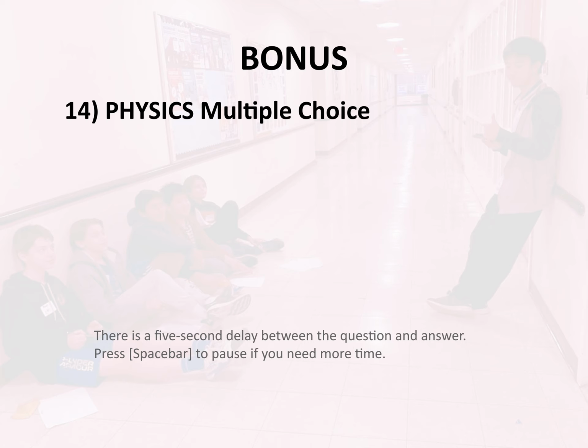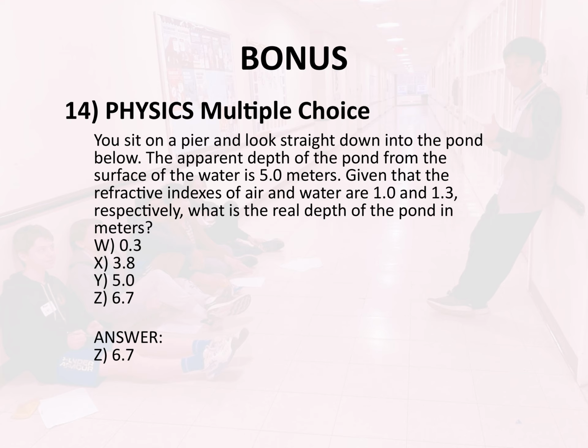Bonus 14. Physics. Multiple choice. You sit on a pier and look straight down into the pond below. The apparent depth of the pond from the surface of the water is 5.0 meters. Given that the refractive indexes of air and water are 1.0 and 1.3, respectively, what is the real depth of the pond in meters? W, 0.3. X, 3.8. Y, 5.0. Z, 6.7. Answer. Z, 6.7.